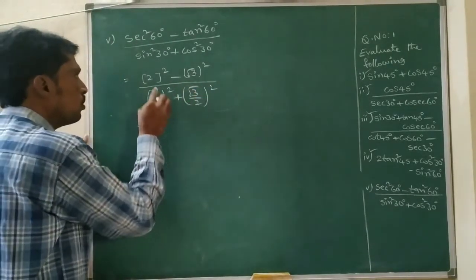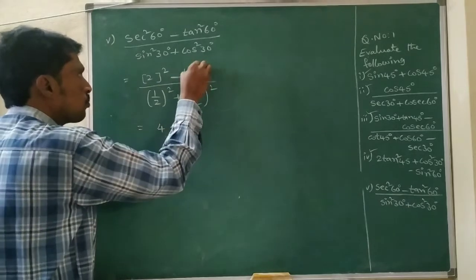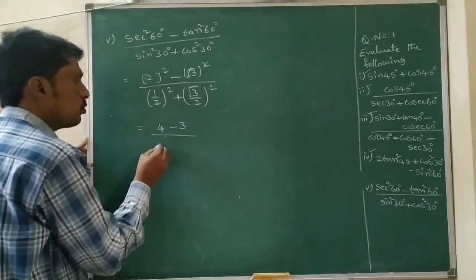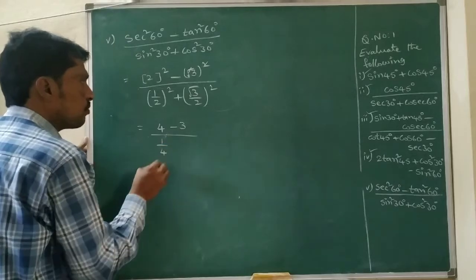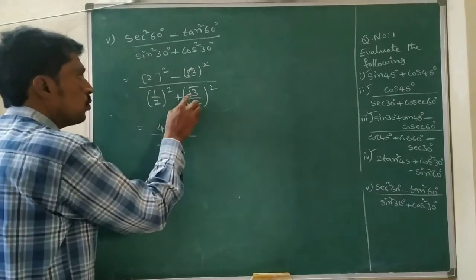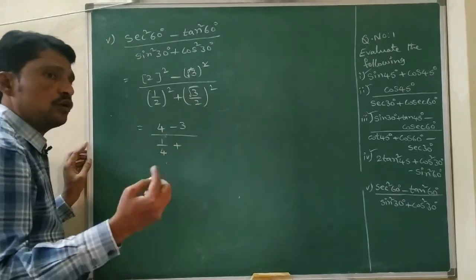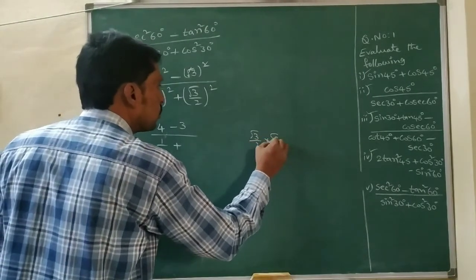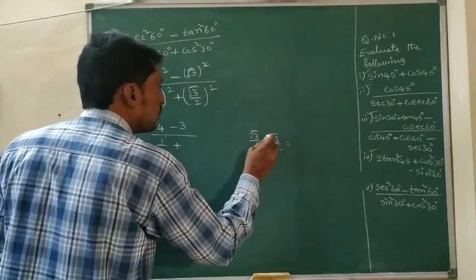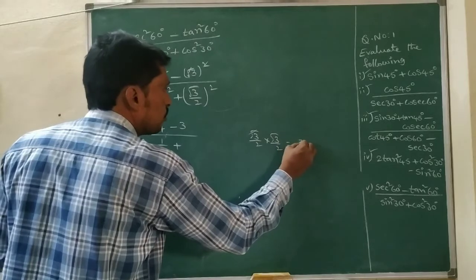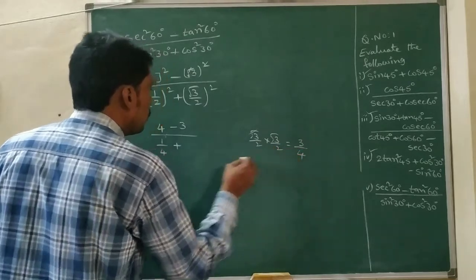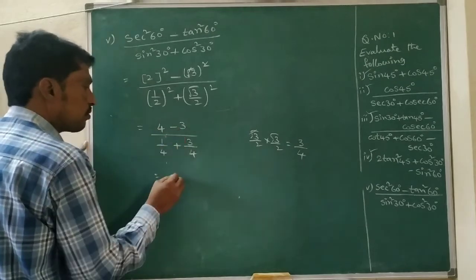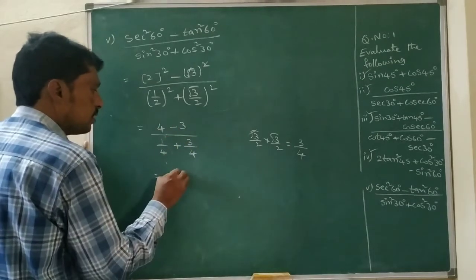that equal 4. 2 square means 4 minus square root get cancel means 3 by 1 by 2 whole square. 1 by 2 whole square means 1 by 2 into 1 by 2, that is 1 by 4 plus root 3 by 2 whole square. Root 3 by 2 into root 3 by 2. So root 3 by 2 into root 3 by 2, that equal root 3 into root 3, root 9. Root 9 value is 3 by 2 into 2, 4. Means we can get 3 by 4. So 4 minus 3, that is 1.